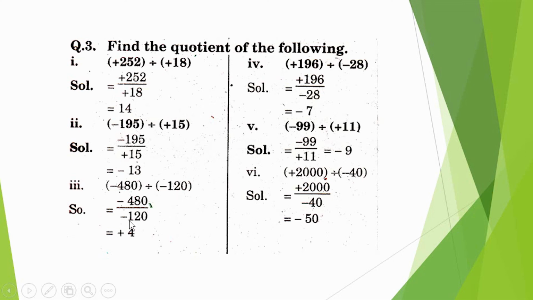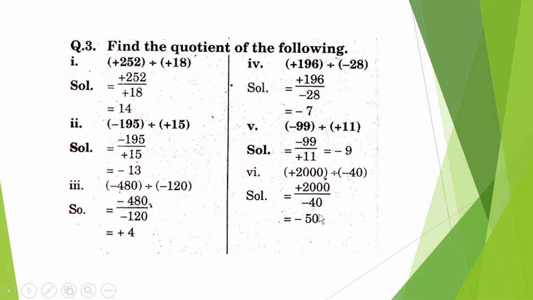Now minus 480 dividing by minus 120. Minus minus plus, 120 fours are 480. Now plus 196 dividing by minus 28. Minus minus plus minus minus, 28 sevens are 196. Now minus 99 dividing by plus 11. 11 nines are 99, sign will be plus minus minus.